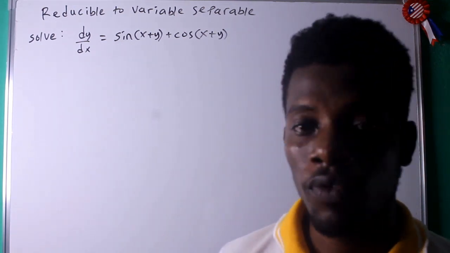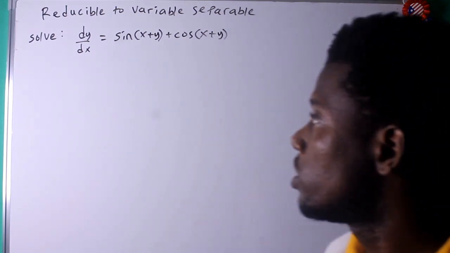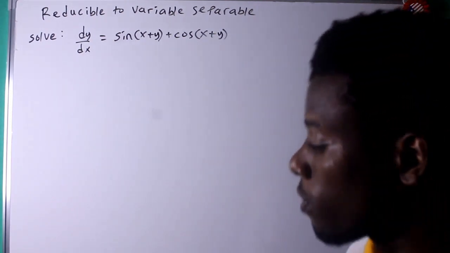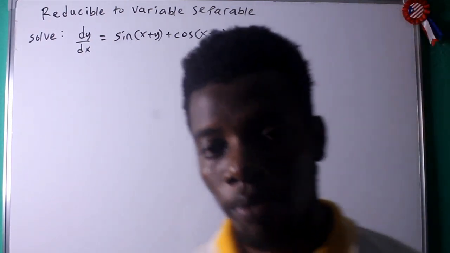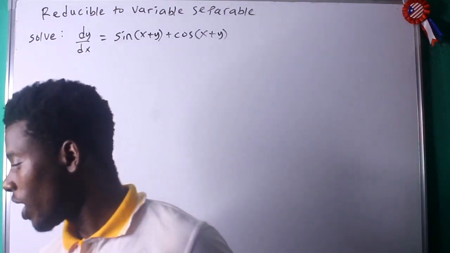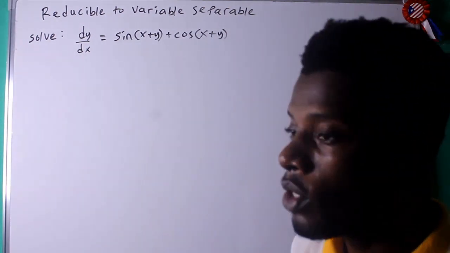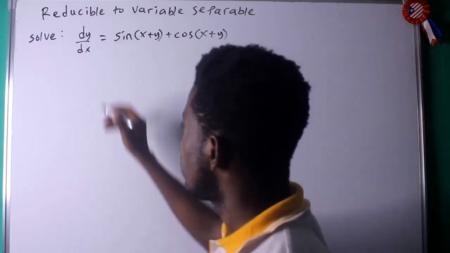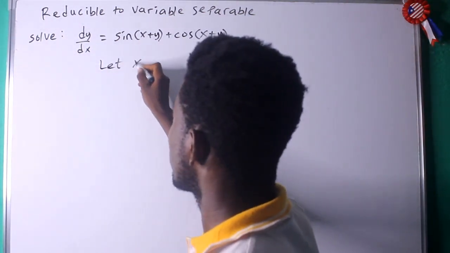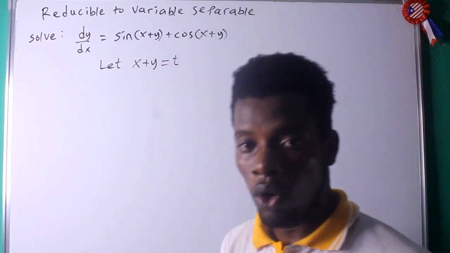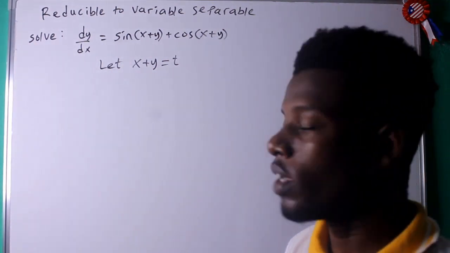So we are told to solve the differential equation dy by dx is equal to sine of x plus y plus cos of x plus y. So we go on to do the substitution. We have x plus y here. That means we are going to let x plus y be equal to a new variable which we call t. Let x plus y equal to t.